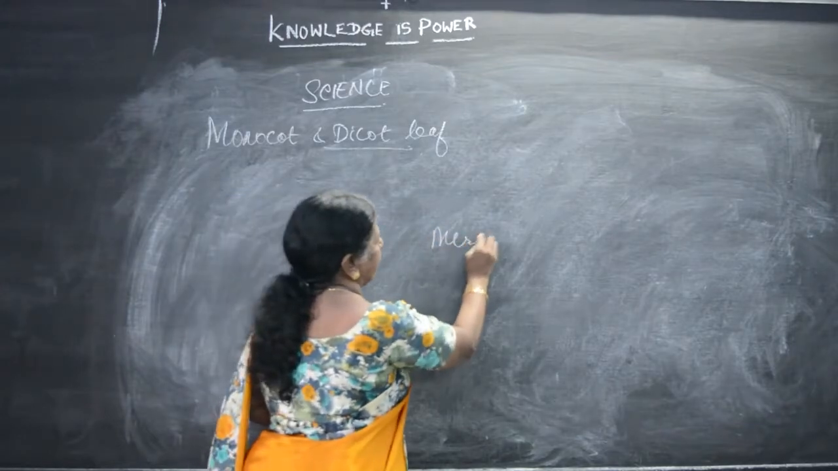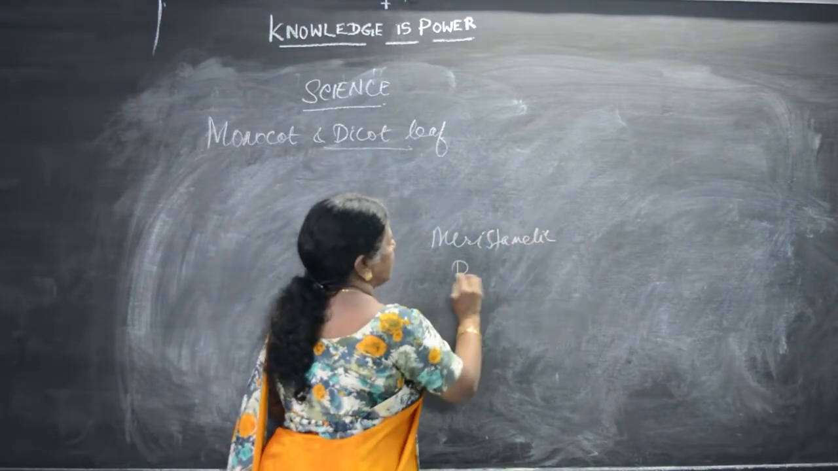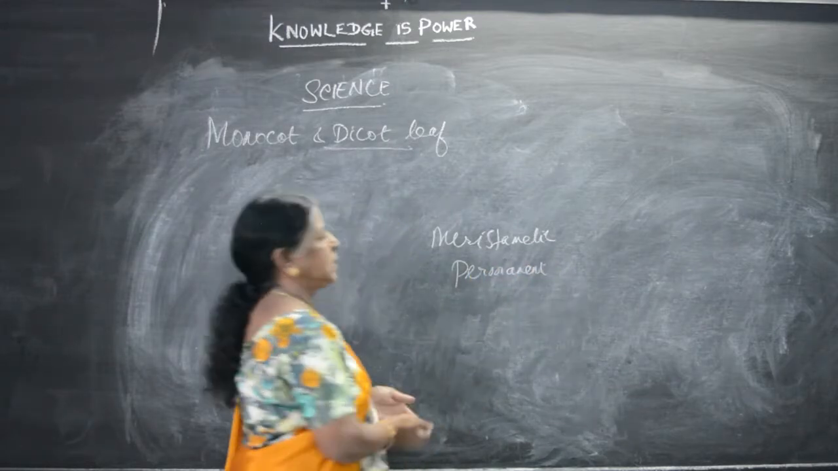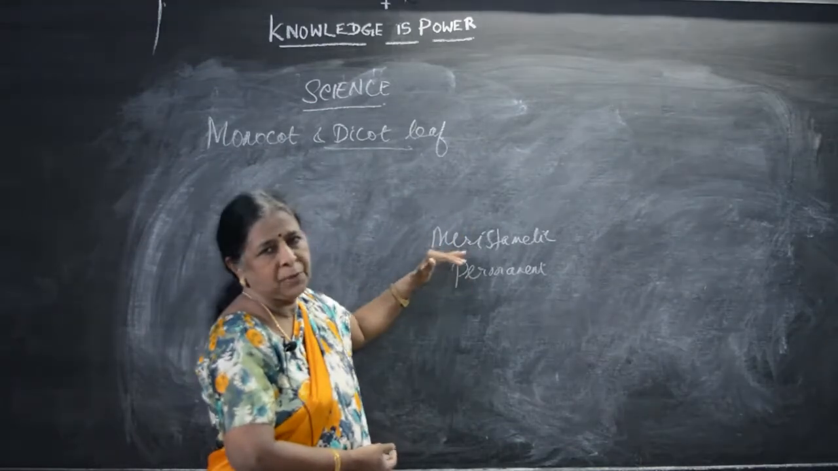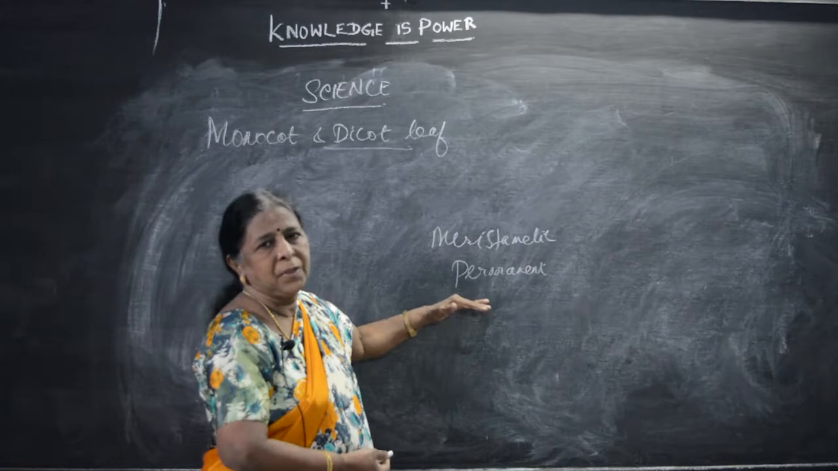Meristematic and permanent tissues. Meristematic tissue exists only in the beginning. Permanent tissues last for a long time, until the plant dies. And what are the other things, the parts, that we have seen?